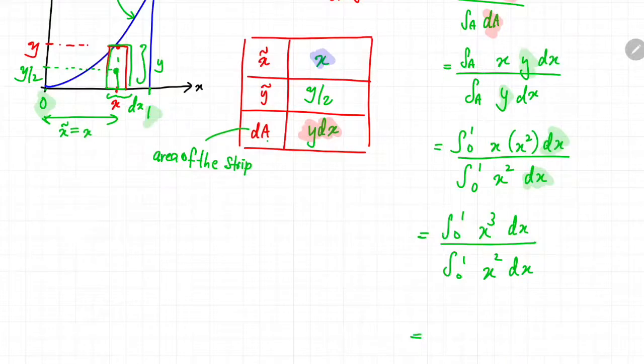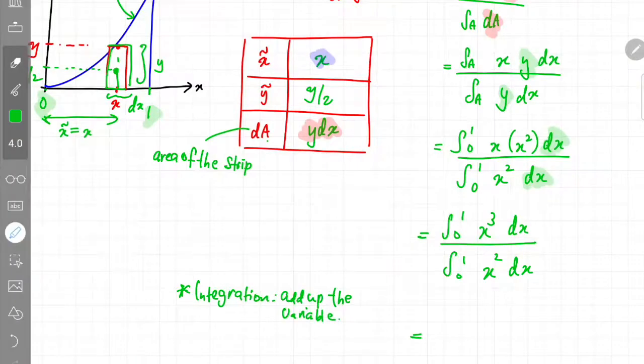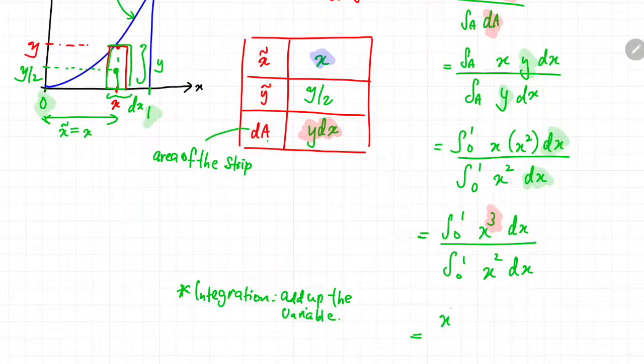Okay, now when we want to use integration, recall from math class, it adds up to the power of the variable. So therefore, if you integrate x cubed, it will become x to the power of 3 plus 1, which is x to the power of 4, divided by the new power, which is 4. Okay, and then you have to calculate it within the range of 0 to 1.